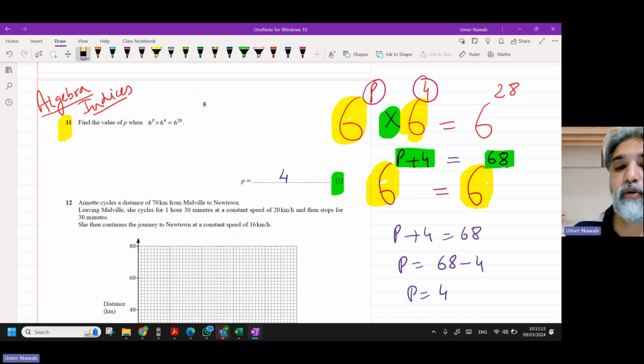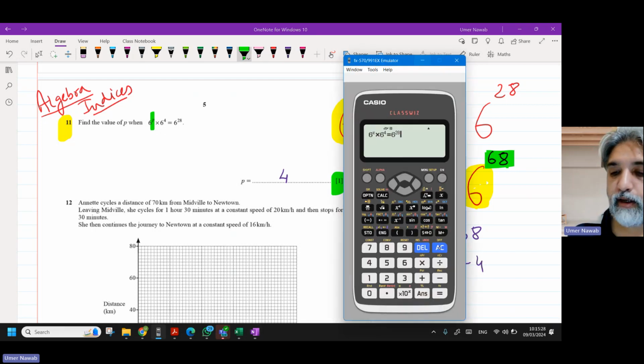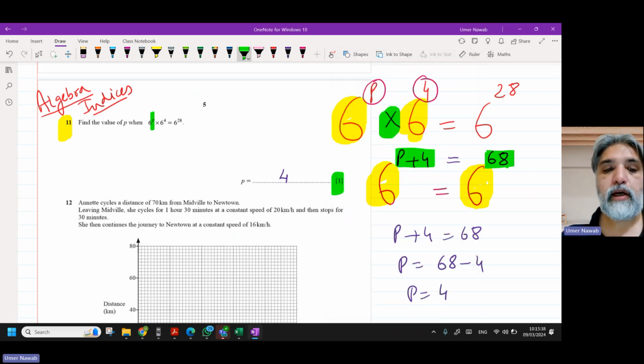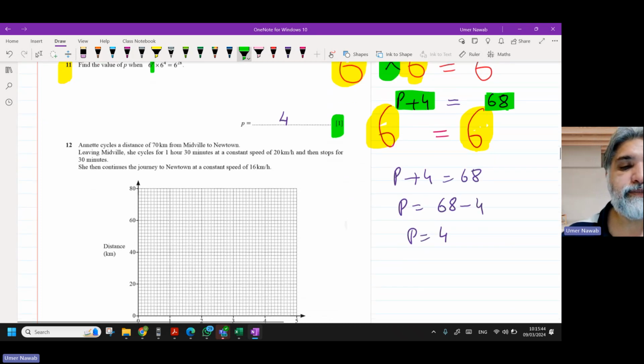If a student doesn't know how to do this, then the last thing is you can use trial and error. But as you saw, the calculator was totally unable to find 6 raised to power 28. I can't try 6 raised to power 28, or maybe the calculator is giving a very, very big number. So if you want to use trial and error, I don't think you will be able to do this. So you have to rely on the properties of indices.